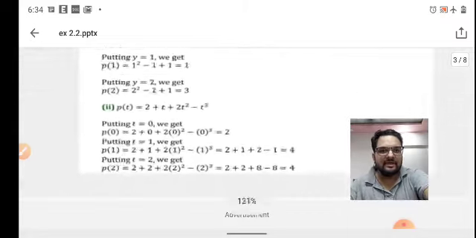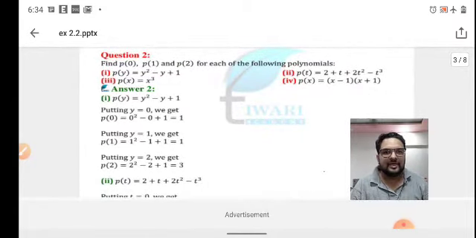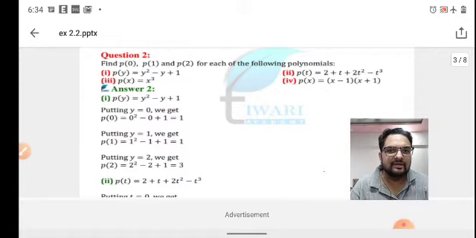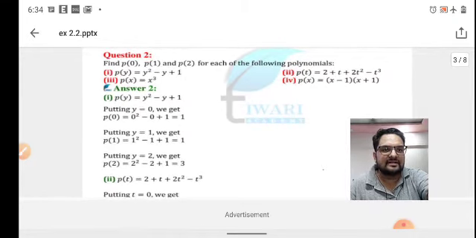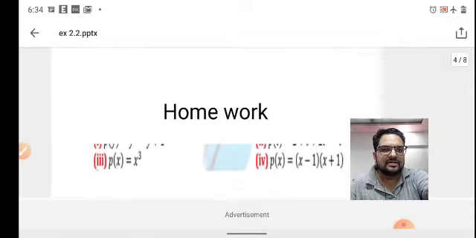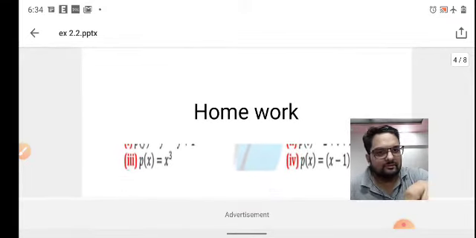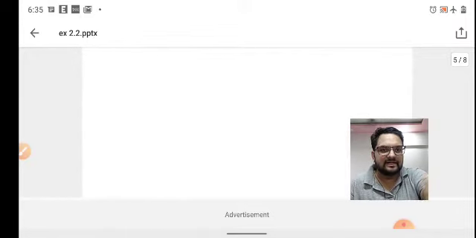So this is the way, on keeping the corresponding values of p of 0, p of 1 and p of 2 in each of the given polynomials, you can find out the value of the given polynomial at p of 0, p of 1 and p of 2. Let's go to the next slide. Here is the homework related to the previous question, that is question 2. Let's go with the next slide.